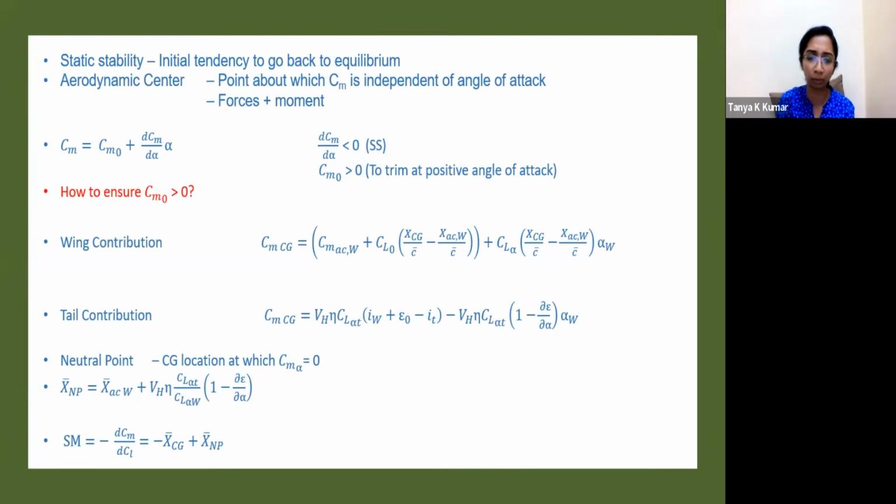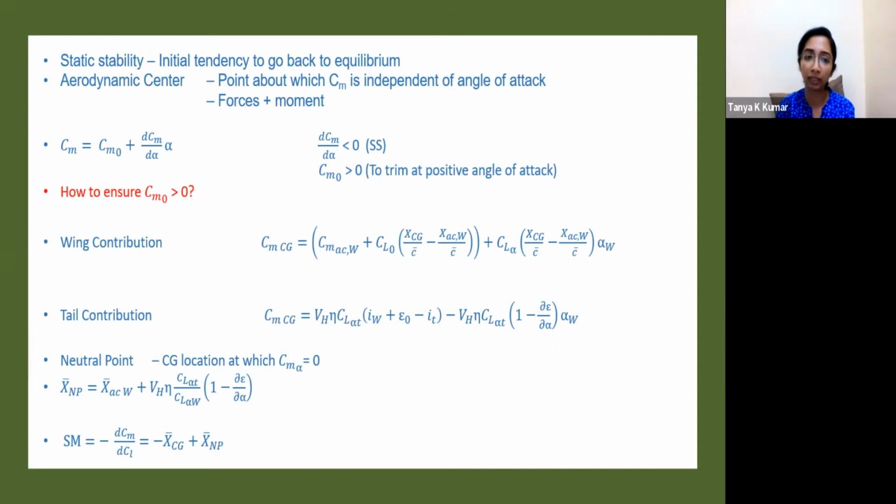The equation for pitching moment coefficient Cm is Cm naught plus dCm by d alpha into alpha. And the condition required for longitudinal static stability is that the slope between Cm and alpha should be negative. So dCm by d alpha, Cm alpha should be negative. We also require that Cm naught, the y-intercept of that graph, should be positive in order to trim the aircraft at a positive angle of attack. We have discussed this in the previous lectures.